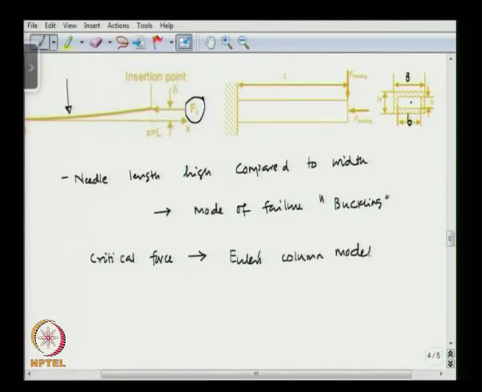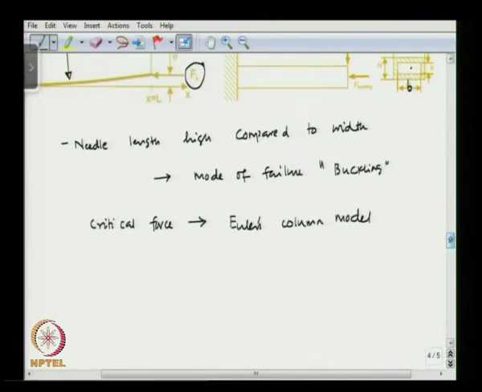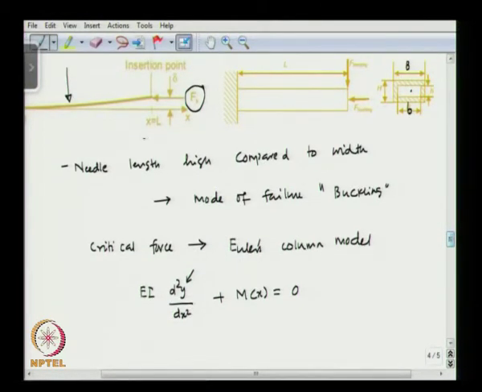which tells that EI into d square y over dx square plus Mx, which is the moment, is equal to 0. Here y is the deflection. As you can see here, for this cantilever case, y is the deflection, x is along the direction of the beam, the length of the beam. This is the Young's modulus into the moment of inertia, and this is the moment about some x.